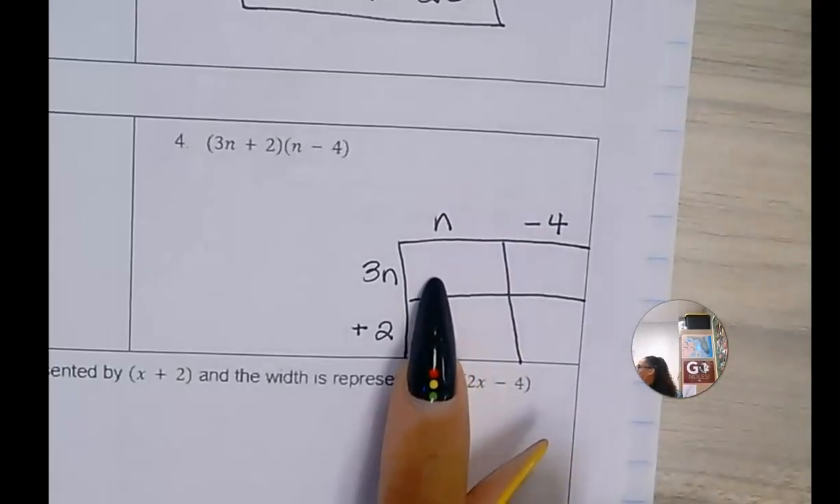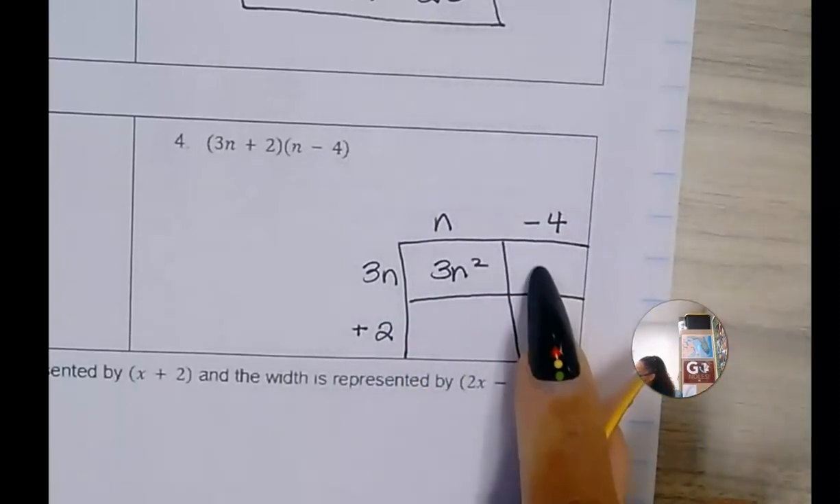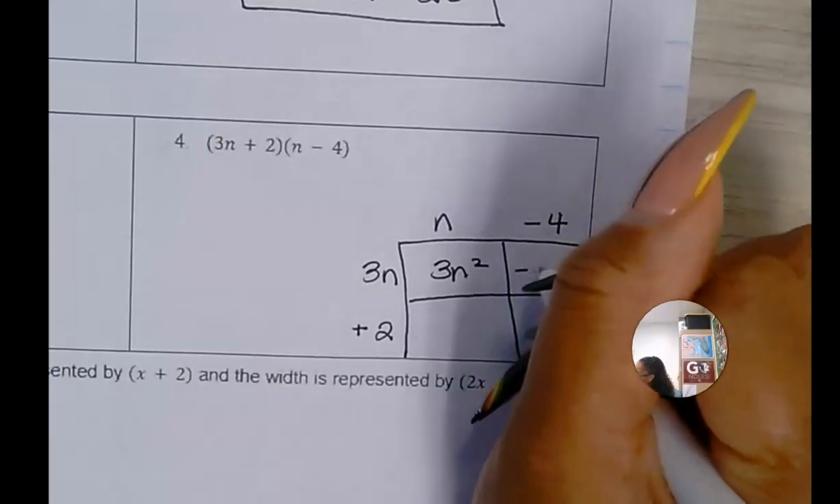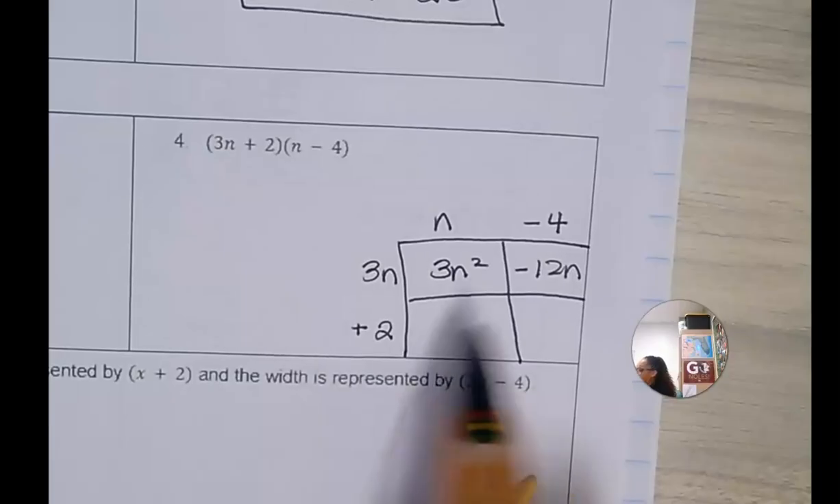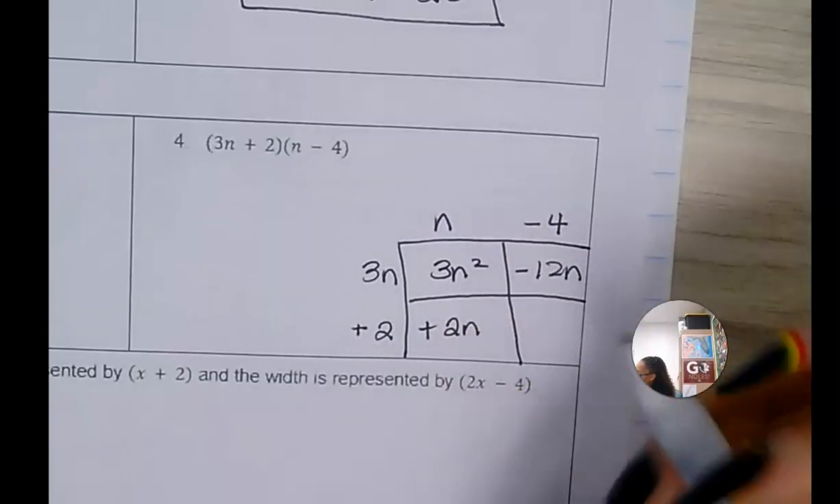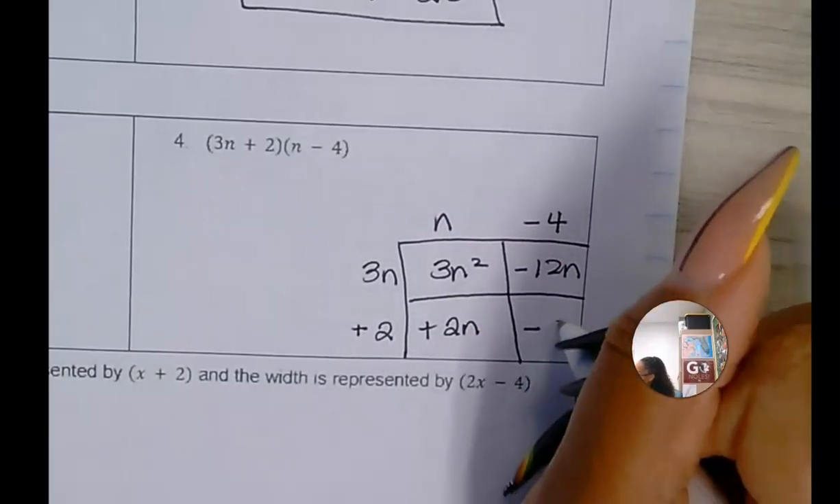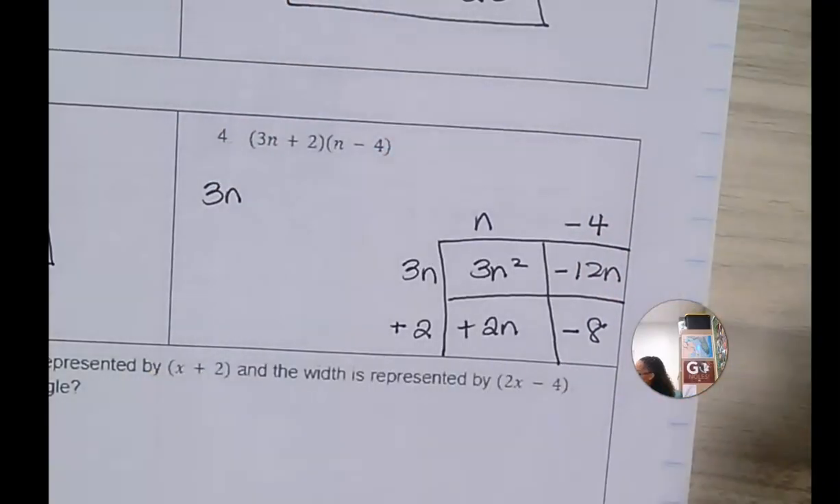Okay, right here, what do we put? 3n squared. What do we put here? Negative 12n. You went down. That's okay. What do we put here now? Plus what? 2n. And then what goes here? Negative 8. Good. Now let's do the terms in order by degree.